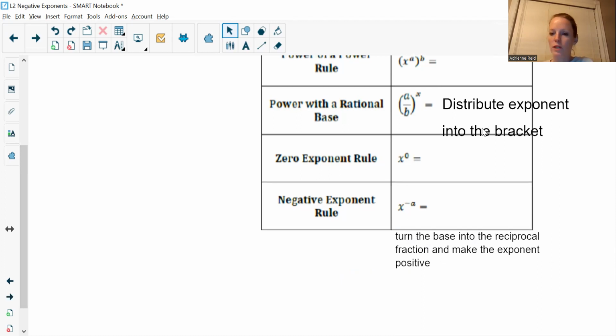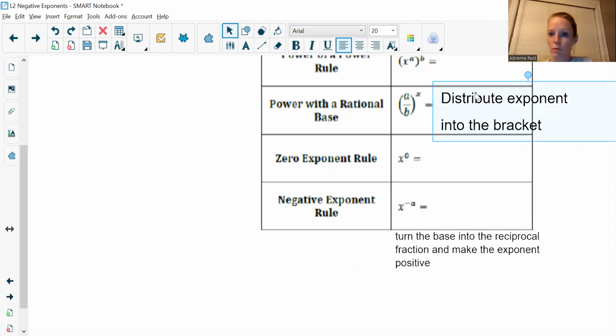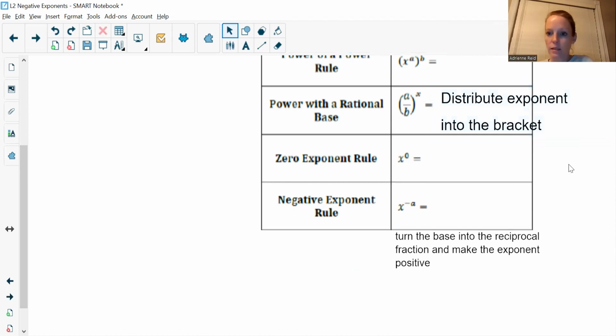So go ahead and fill those in. You should have all of the rules now on this sheet. That's going to help you guys as you work through your independent practice. And let me know if you have any questions, and we'll continue with this tomorrow.